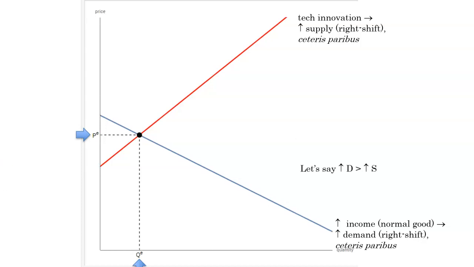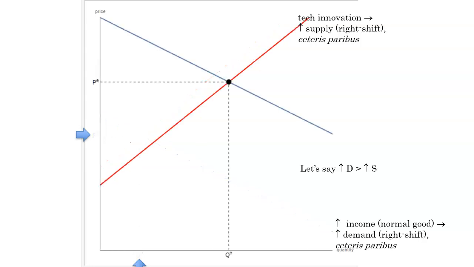Let's say that the increase in the demand curve is greater than the increase in supply. If we did that, we might have something like this occurring. Both curves have shifted right, but what we can see has happened here is price has risen and the quantity bought and sold has risen as well.